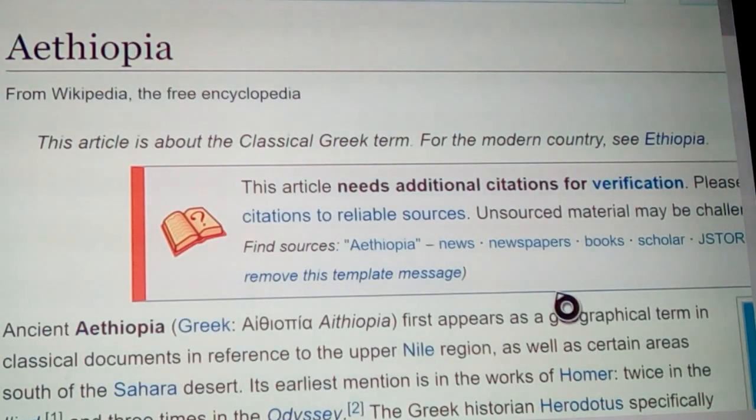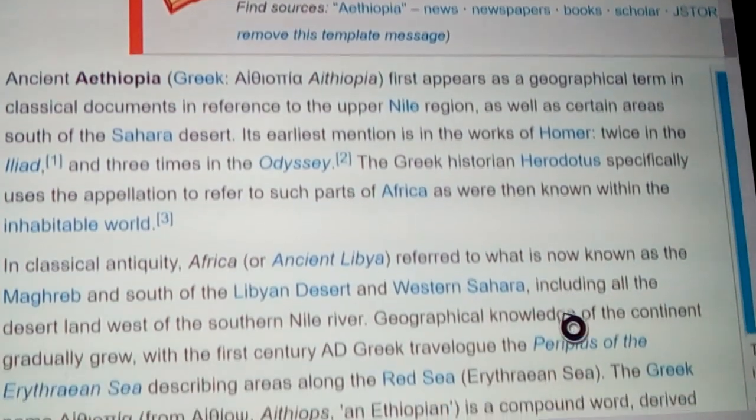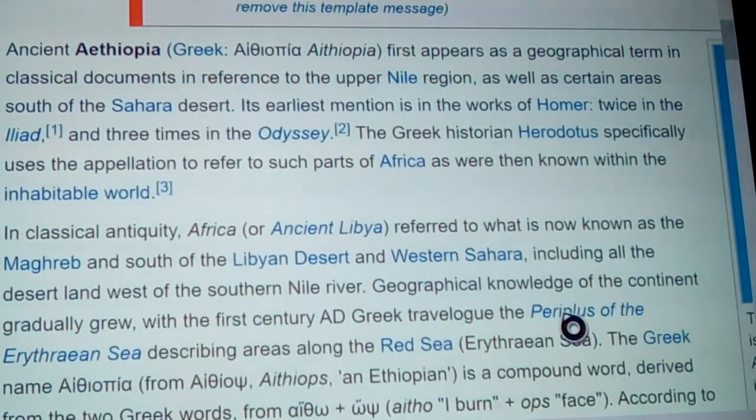All right, we're looking today at what the ancient Greeks referred to as Ethiopia. And this article is about classic Greek terms. And for the modern country, you see actually just Ethiopia. This is actually something radically different. People nowadays seem to think they're talking about the same small country, but as we'll find, they're not really.